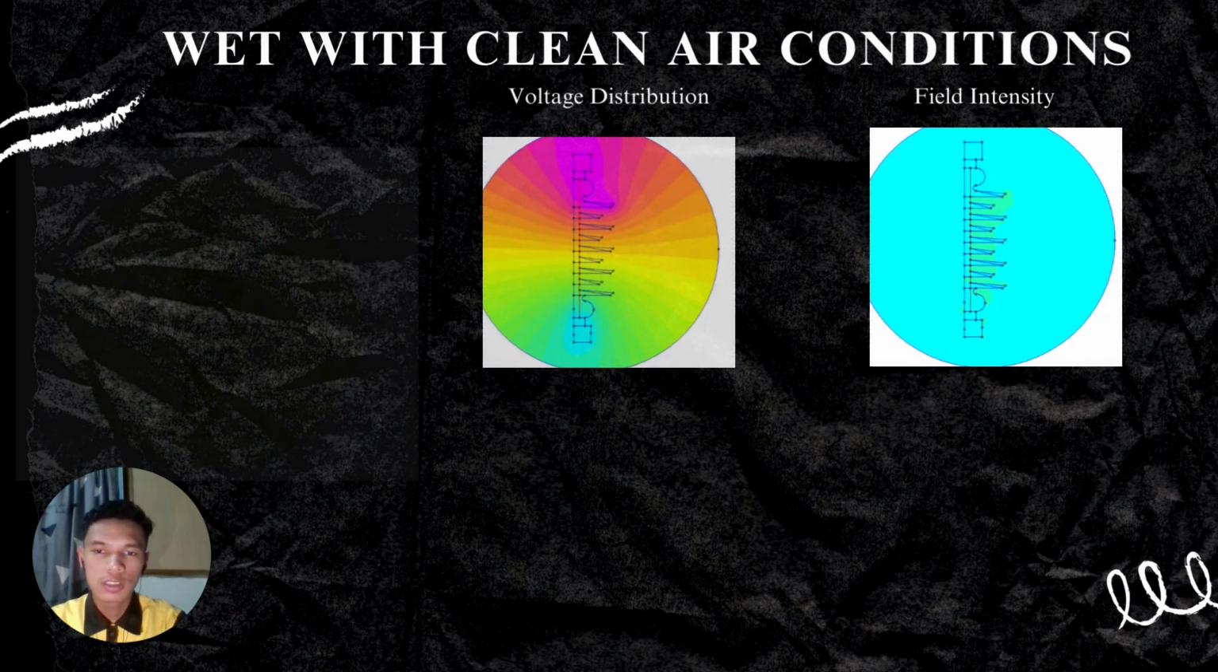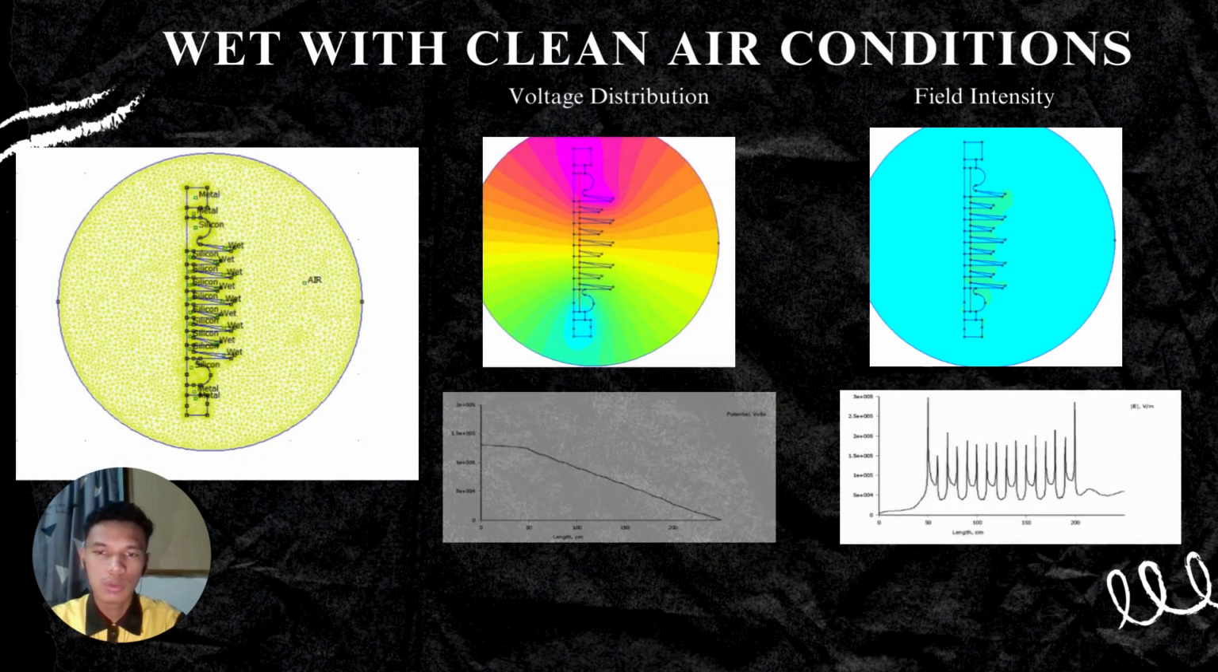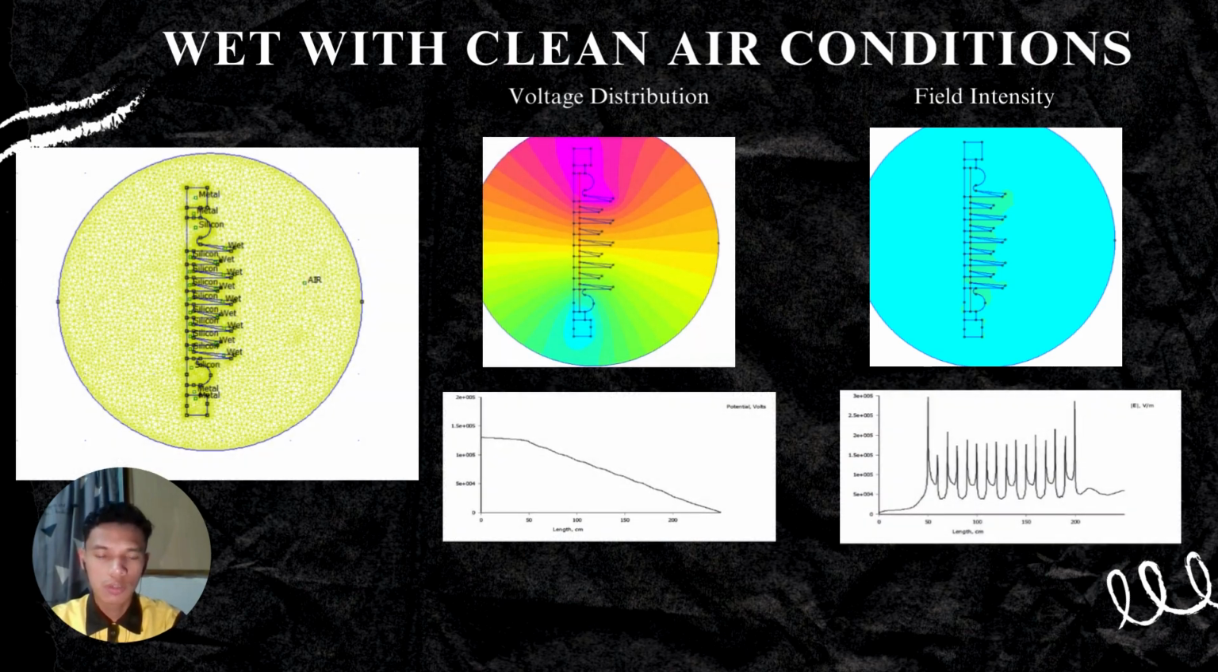Okay, for this slide, that is the simulation during the wet with clean air condition. For the wet, we put it at the corner of the single disc. So for the wet, the ER value property is 10, EZ is 10, and charge density is 1 with the power of negative 9. So the result is shown in the figure, that is for the voltage distribution and field intensity.